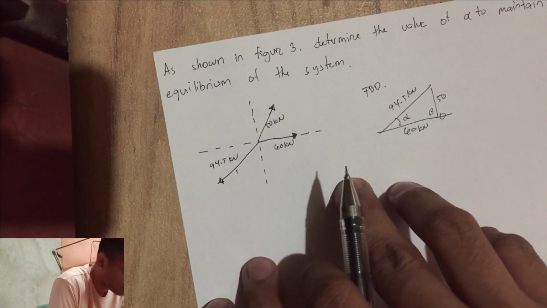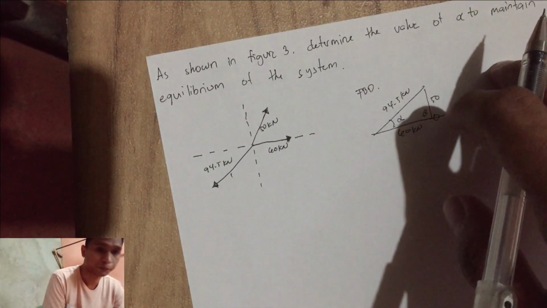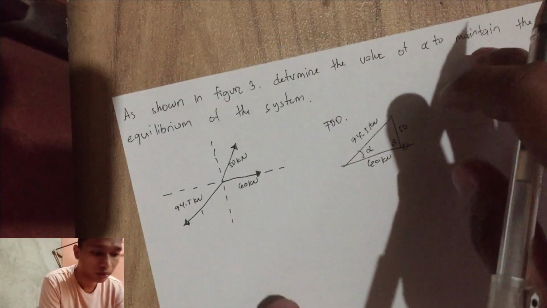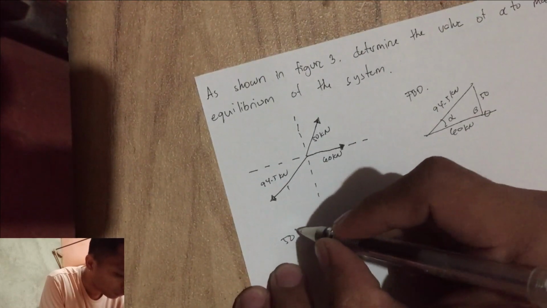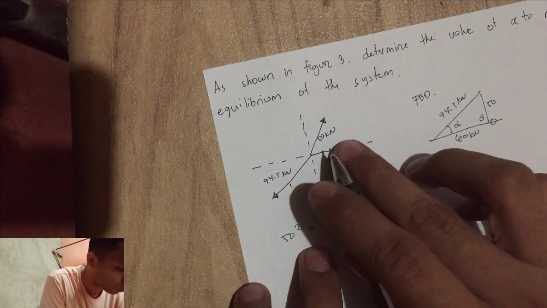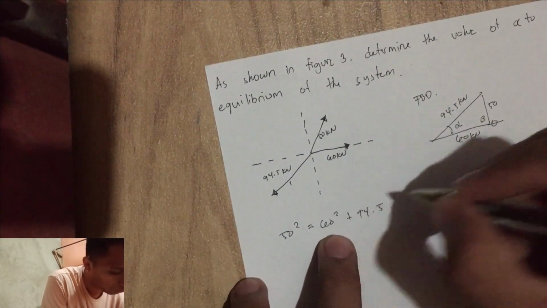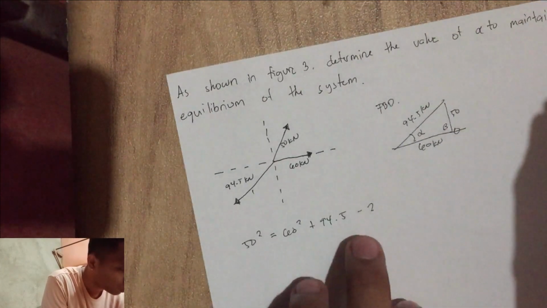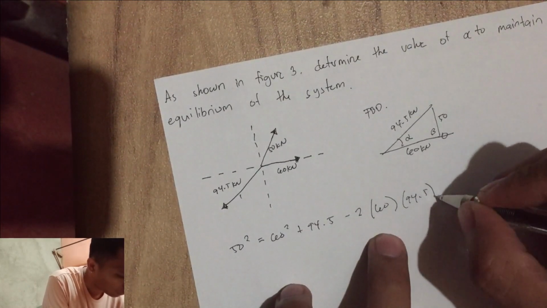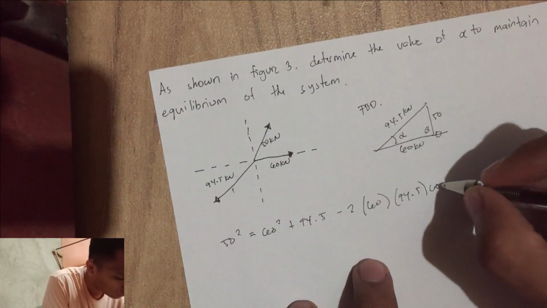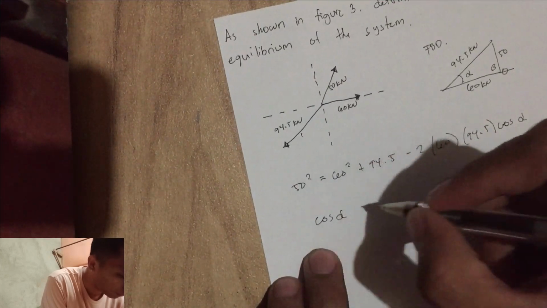To solve the value of alpha, we're going to get 50 squared equals 60 squared plus 94.5 squared minus 2 times 60 times 94.5 cos alpha.